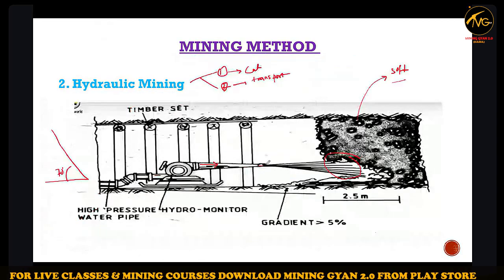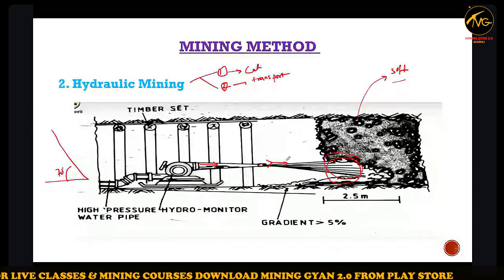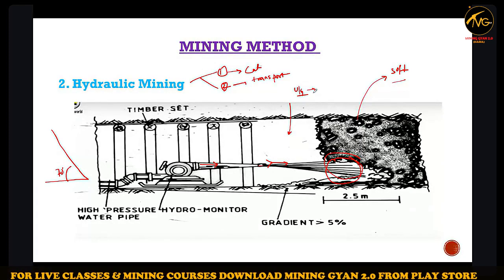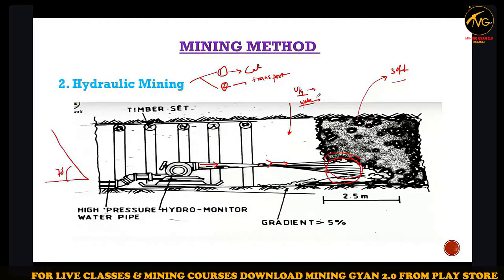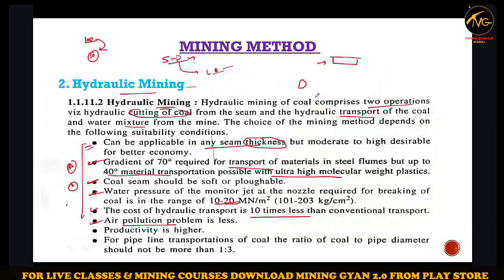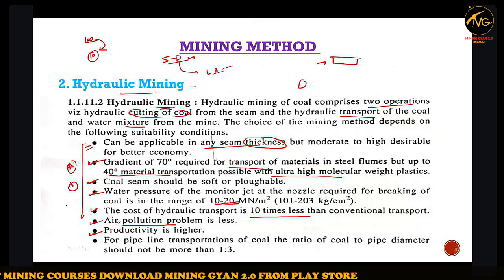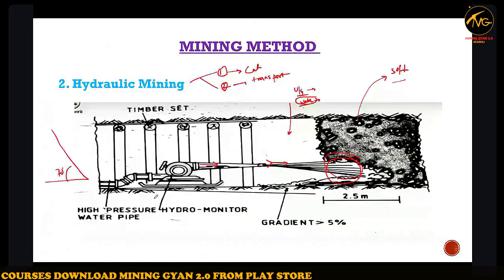Air pollution problem is less. We have already discussed that it is a water jet, a high pressure water jet that will cut. First, it is underground mining, so already environmental pollution will be less. Second, it is using water to cut the coal, so it will pollute less compared to other methods. Productivity is higher, definitely, because here we are directly targeting our coal.